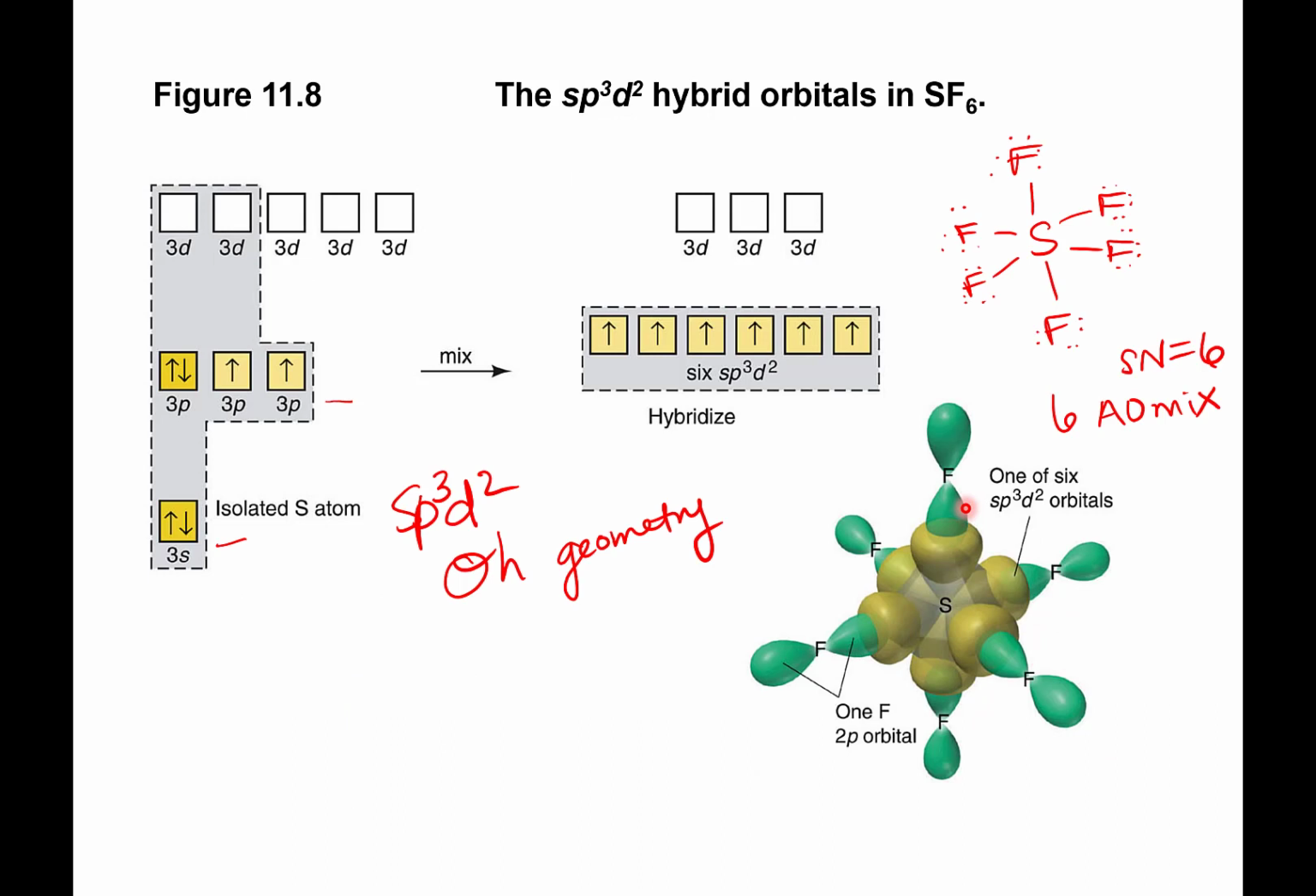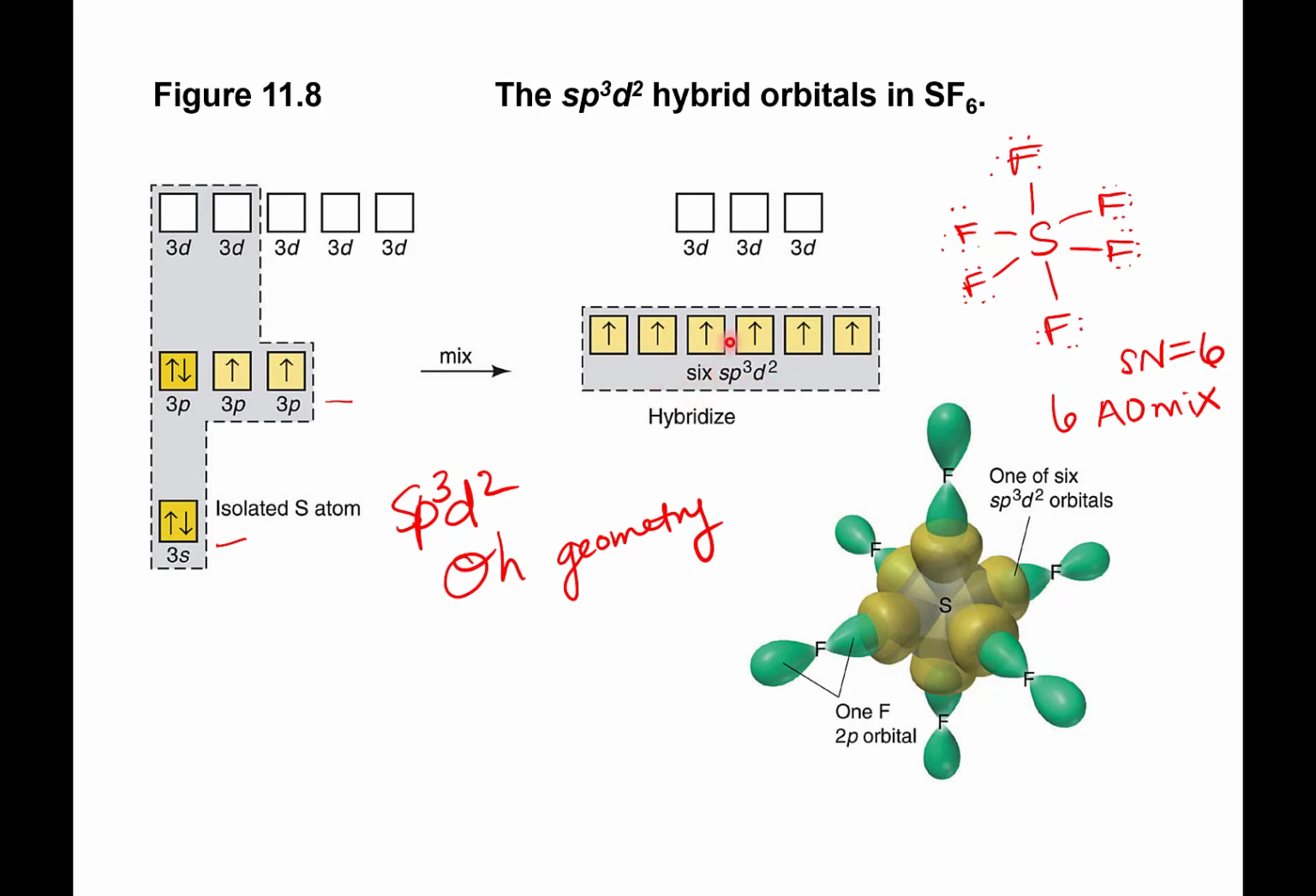And we also looked at more complicated atoms such as sulfur hexafluoride, SF6. So this has a steric number of 6, so you need 6 atomic orbitals to mix. Remember that your steric number tells you the number of atomic orbitals mixing to form hybrid orbitals. So for SF6, we would have our 3s orbital, 3 p orbitals, and then 2 d orbitals mix all together to get 6 sp3d2 orbitals.